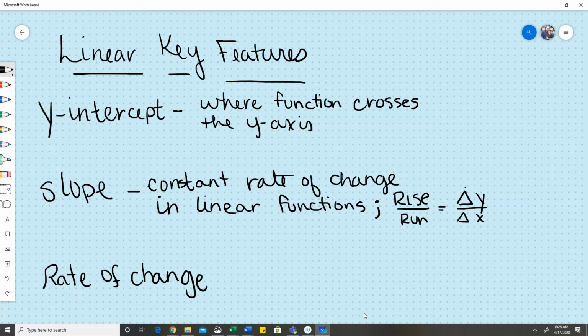Okay, and that's what that little triangle means. It means change in. Mathematicians can be a little bit lazy sometimes, so we want symbols instead of having to write everything out.